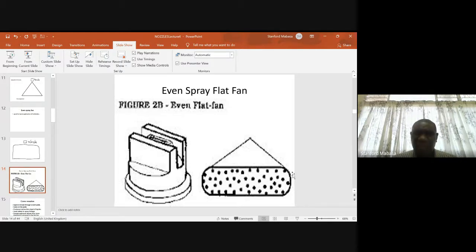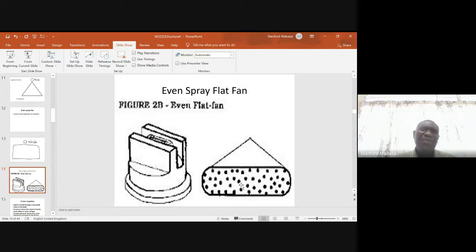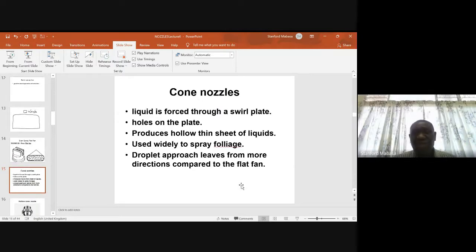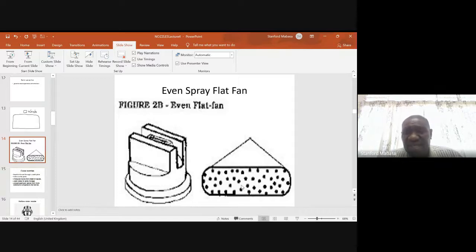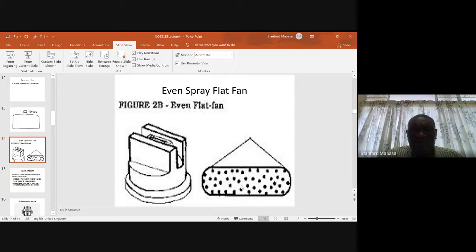So that is the shape of the even spray flat fan nozzle. And this is the kind of spray which we can get. So please remember that the first nozzles which I have described are suitable to create slightly large droplets which are targeted at weeds, either post-emergence spraying or pre-emergence spraying. These nozzles create suitable droplets for herbicide application.